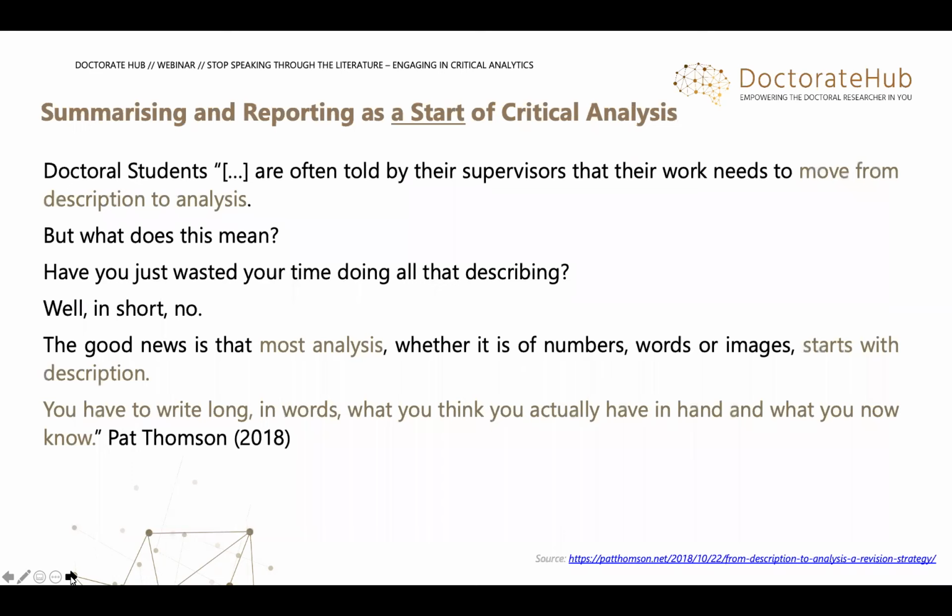Now, having said that, doctoral students are often told by their supervisors that their work needs to move from description to analysis. So what does it mean? Have you wasted your time in doing all that describing? Well, in short, no. And the no comes for a number of reasons.